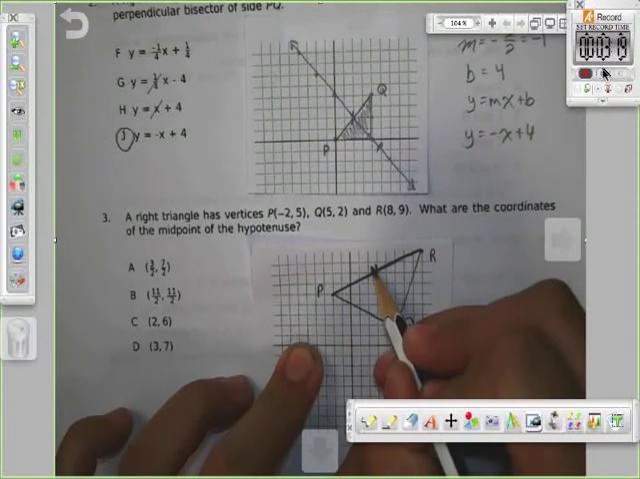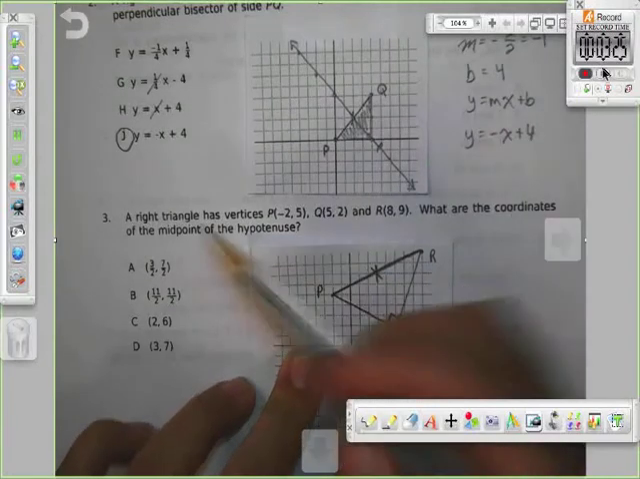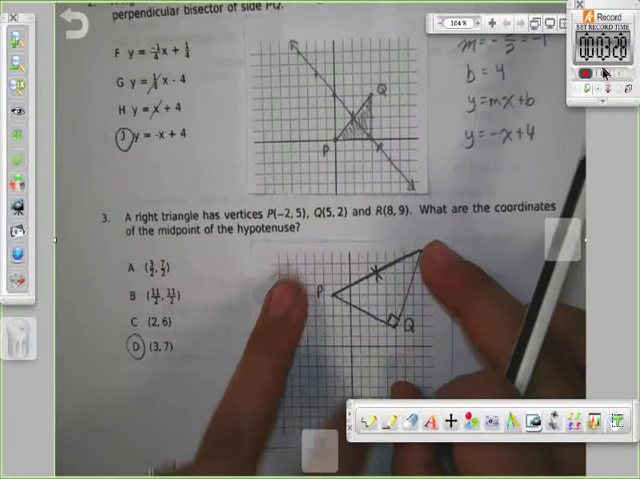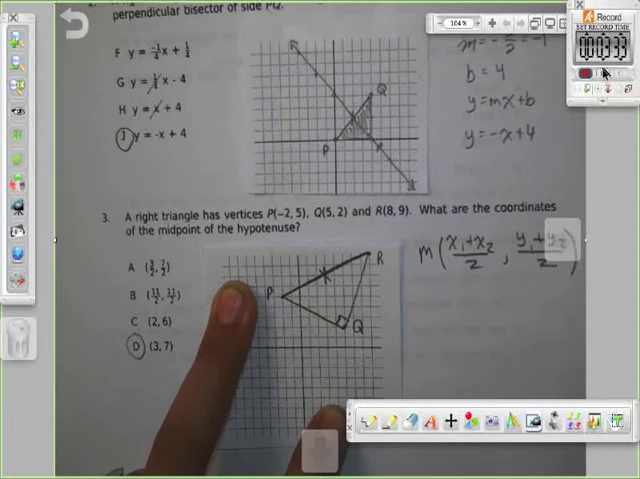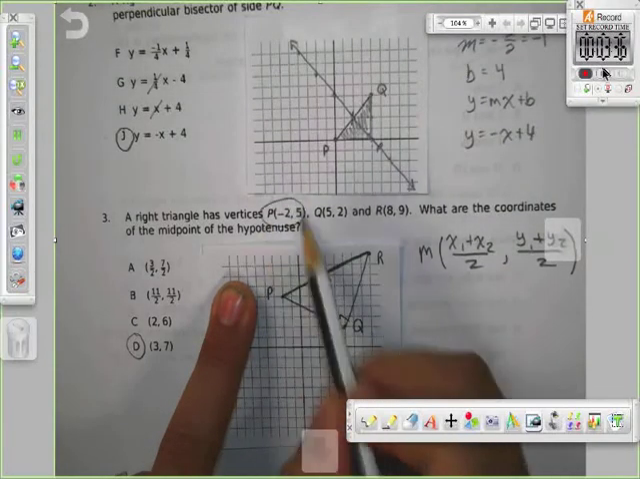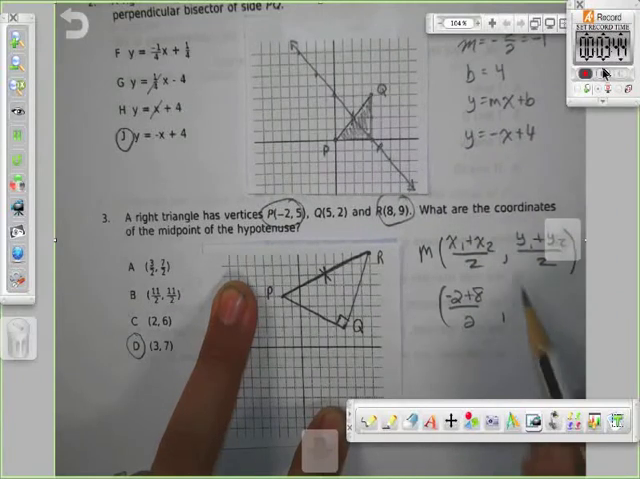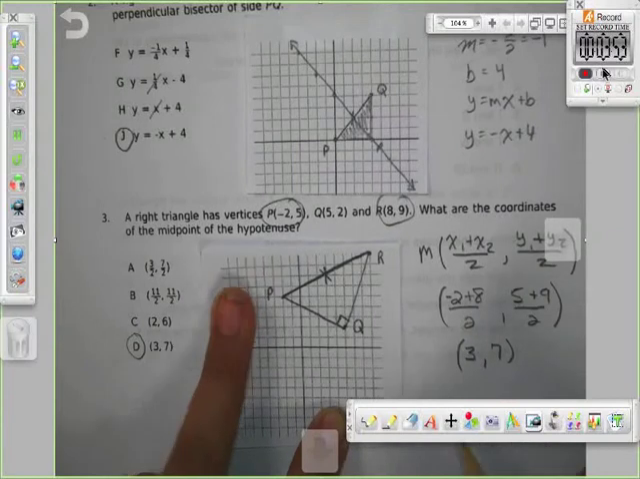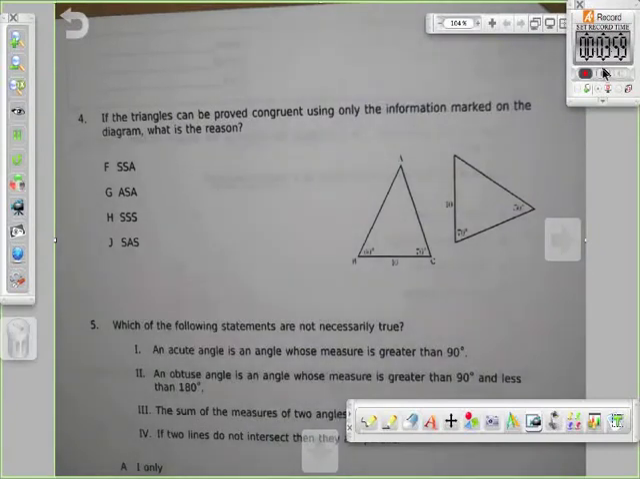And it's asking for the midpoint. Now, I can eyeball it and say it's approximately right there. And yeah, the coordinate of this one is (3, 7). So yeah, it is D, but I want a more concrete answer, so I'm going to go ahead and use the midpoint formula also. So we're going to take the average of the x-coordinates, for P and R. The x-coordinates are negative 2 and 8, and the y-coordinates are 5 and 9. Doing my arithmetic also yields (3, 7) as the point, which is what I got by observation.